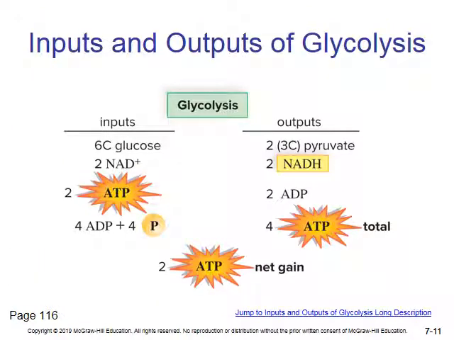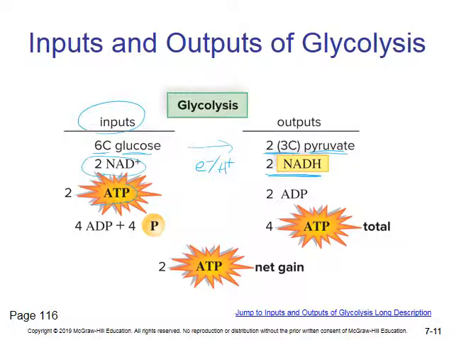I recommend that you do this for all 4 phases. Do an input and an output. So you can see here inputs. What did you put in? You put in a 6-carbon glucose, and you broke it down into 2 3-carbon pyruvates. You put in 2 NAD pluses, and you got out 2 NADHs. Remember, that's where we stripped the electrons and the hydrogens.